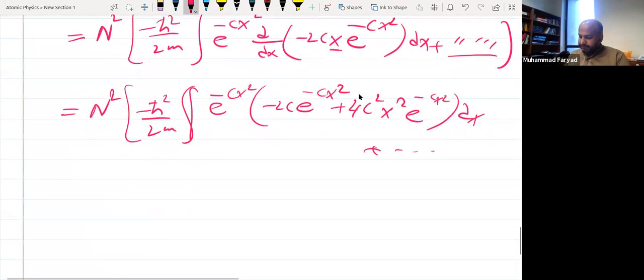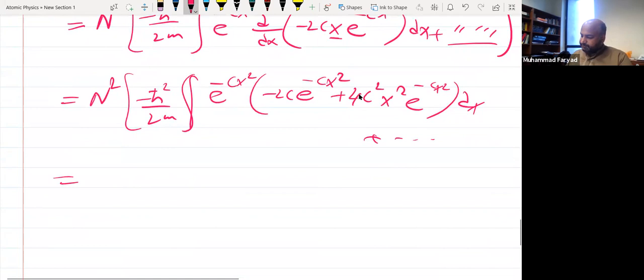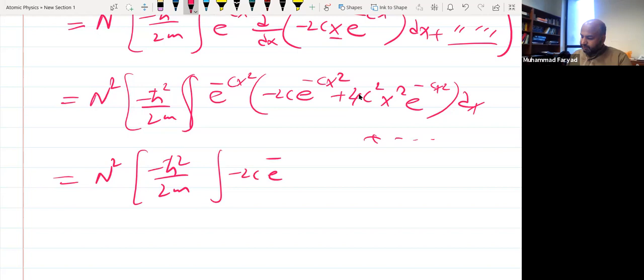And then I can combine these terms. So this would be minus 2c exponential minus 2cx square. The next one is 4c square x square exponential minus 2cx square.